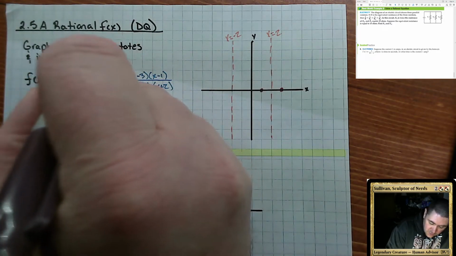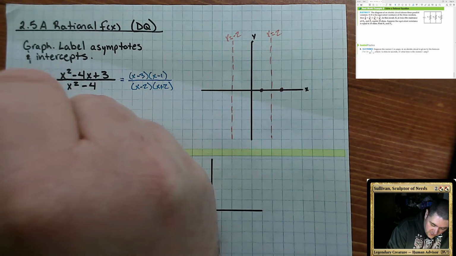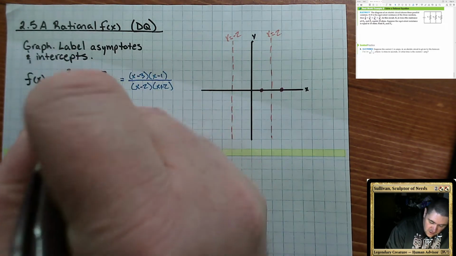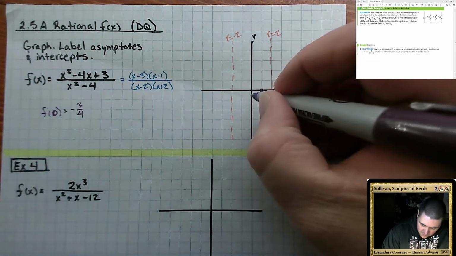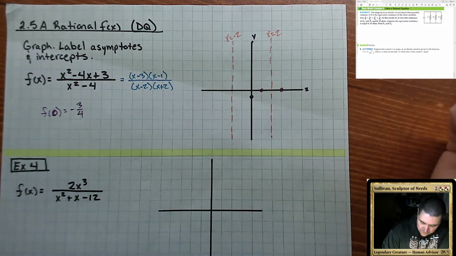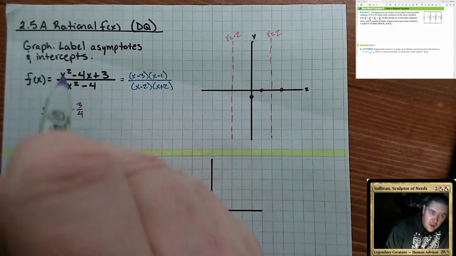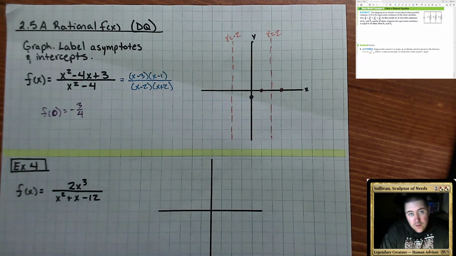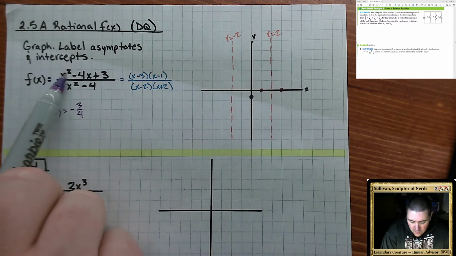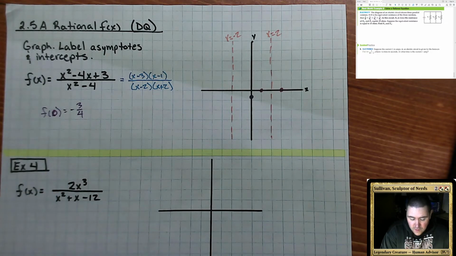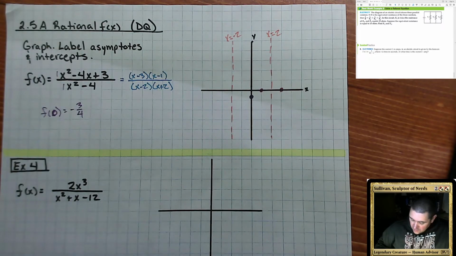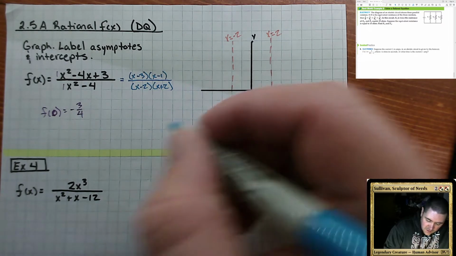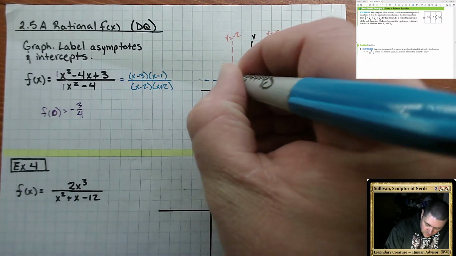Beyond that, if I were to put 0 in for f of x, so f of 0, this becomes 0, 0, 0. I get negative 3/4 as a y-intercept. So right about here. And then, to find out my horizontal asymptote, or sometimes oblique, I take the degrees. I go put them in my rules. Remember, the rules say whenever the degrees are the same, I'm going to have a horizontal asymptote at whatever my leading coefficients are as a fraction. In this case, y equals 1.